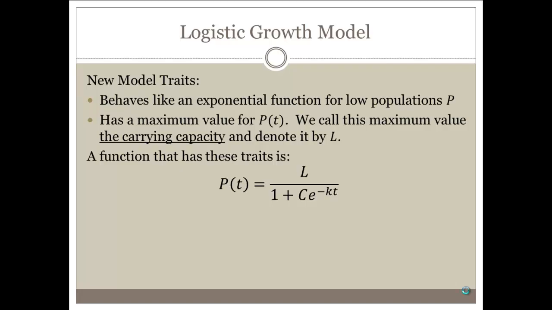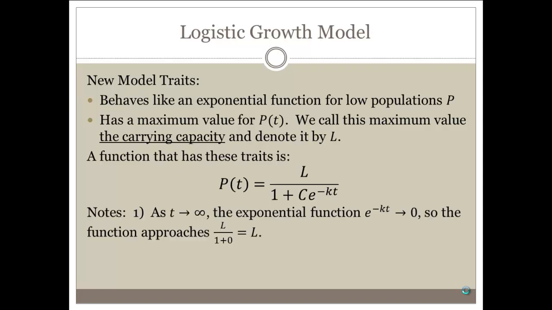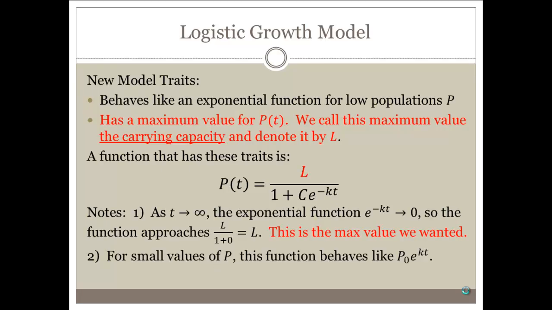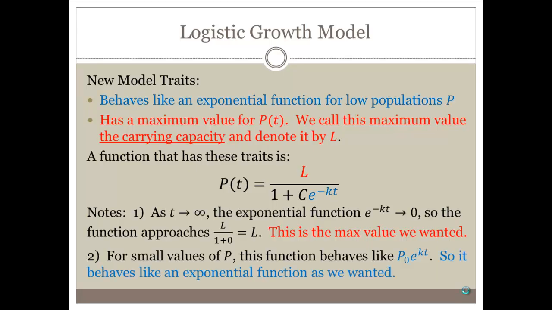Let's look at why we use this function. As time goes off to infinity, the exponential function e to the negative kt in the denominator goes to 0. So the function approaches L over 1 plus 0, which is just L. This is the maximum value that we wanted. And for small values of P, this function behaves like the exponential function P naught times e to the kt. So it behaves like an exponential function for small values of P as we wanted.